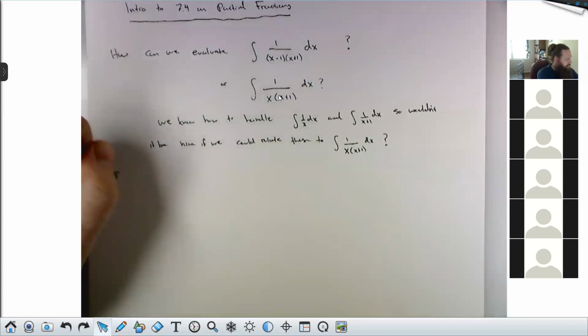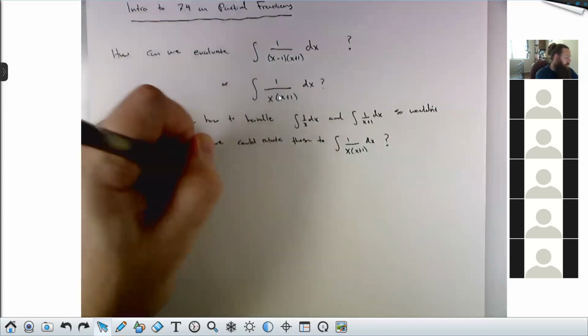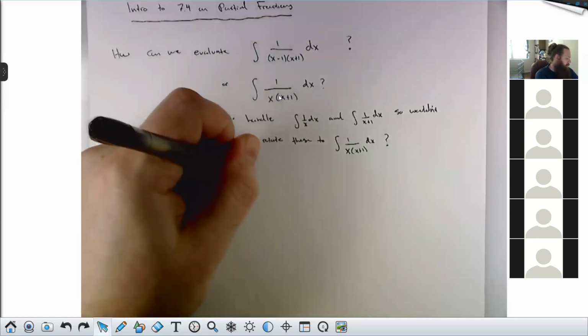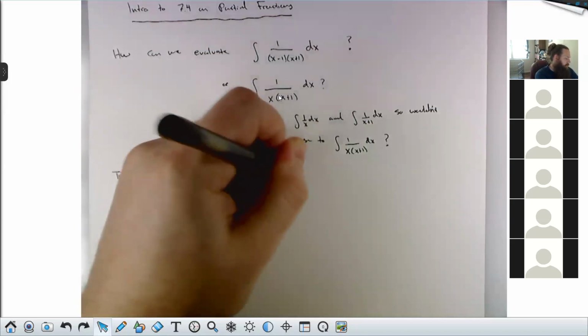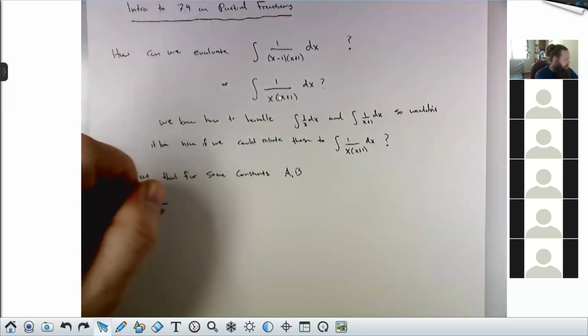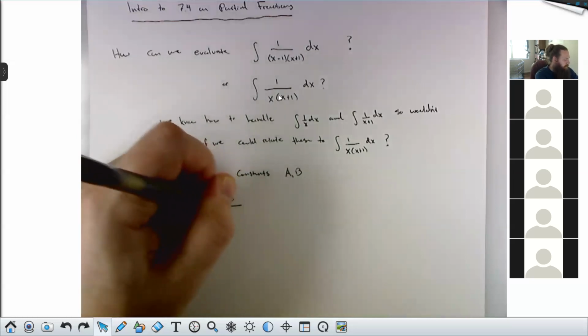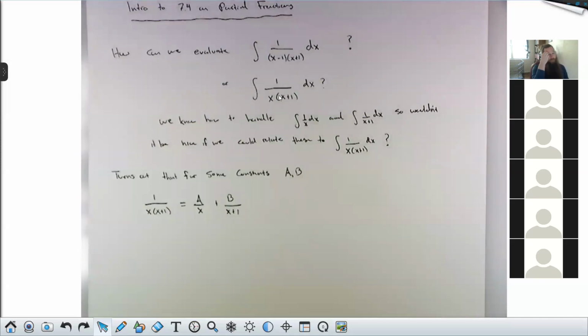So it turns out that for some constants, call them capital A and capital B, 1 over x times x plus 1 will be equal to A over x plus B over x plus 1. You have to ask yourself, what sort of things could I have added up to get this? What sort of things, such that when I put them together with a common denominator, could give me something over x times x plus 1?